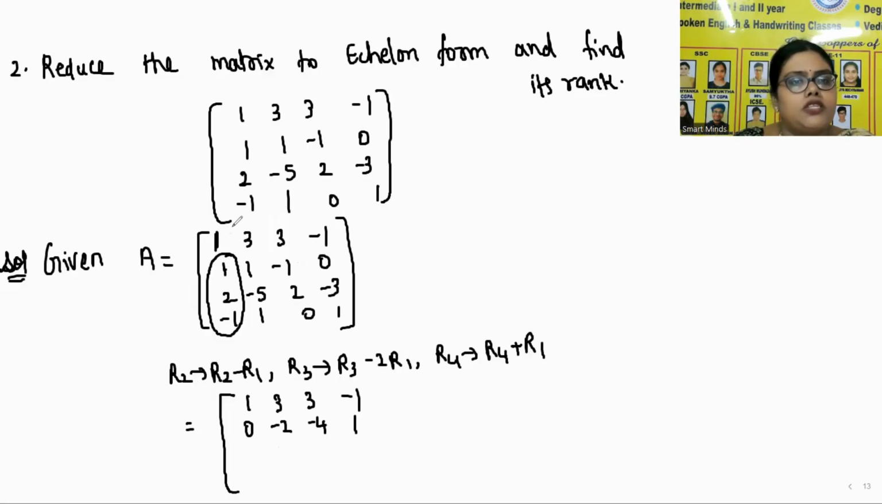So 1 into 2 is 2. 2 minus 2 is 0. 3 into 2 is 6. Minus 5 minus 6 will become minus 11. Now 3 into 2 is 6. 2 minus 6 is minus 4. Then minus 1 into 2 is minus 2. Minus 3 plus 2 is minus 1. Now fourth row we are adding with first row. Minus 1 plus 1 is 0. 1 plus 3 is 4. 0 plus 3 is 3. 1 plus 1 is 2.